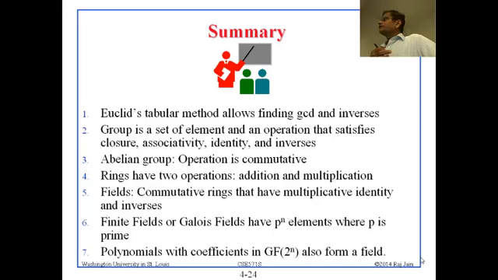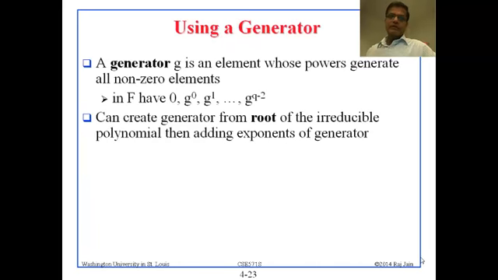A ring needs two operations, addition and multiplication, and then there were two or three conditions which I didn't write down here. Fields are commutative rings that have multiplicative identity and inverses. And then if the field is finite and it's generated on p raised to n, then it's a Galois field, and polynomials with coefficients in a Galois field form a field. I didn't actually clearly explain this part. Maybe you have read it in the book.